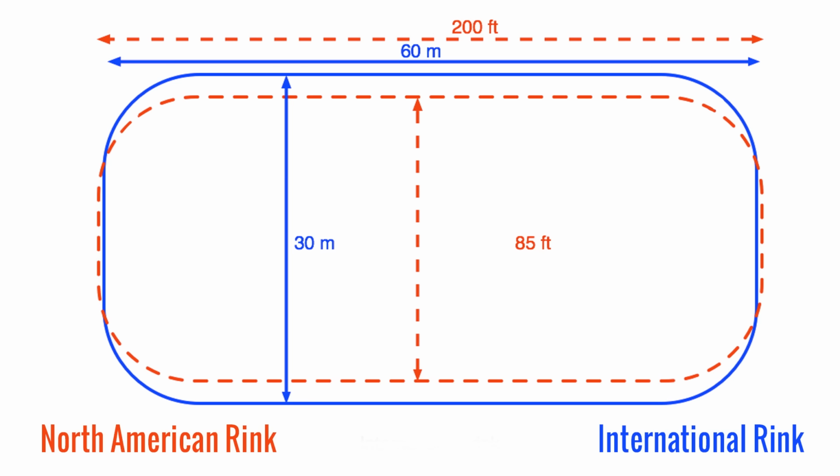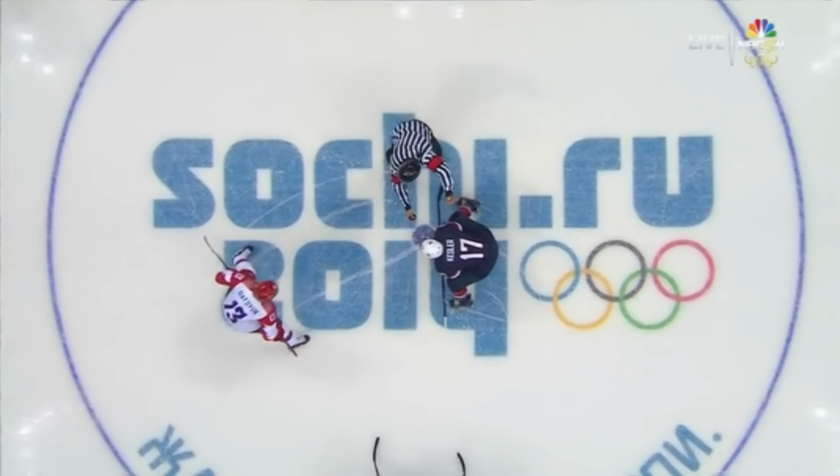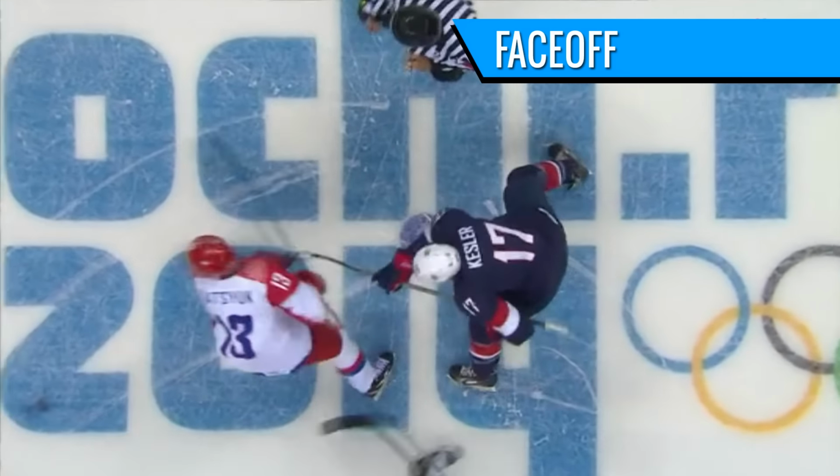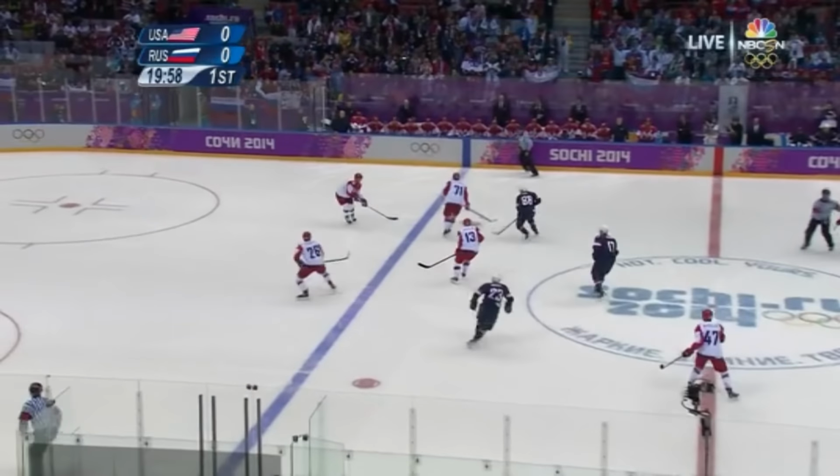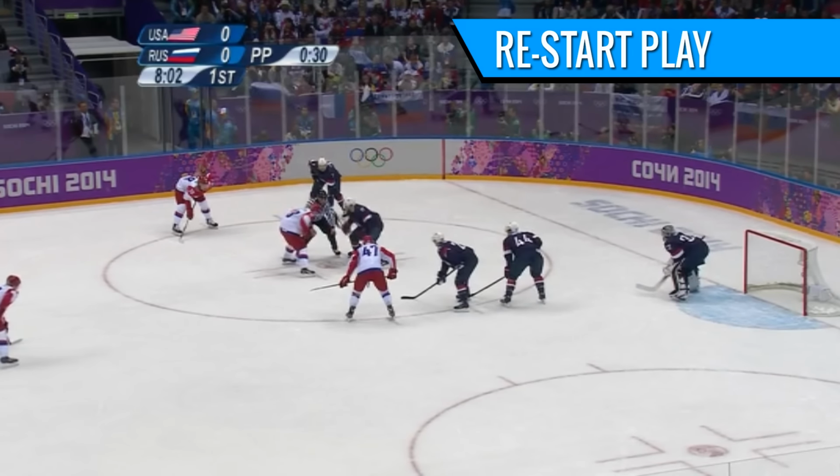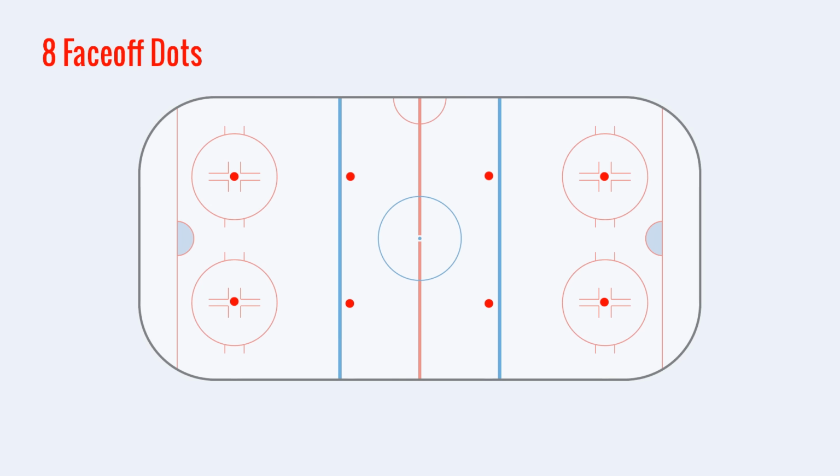The ice surface is 200 feet by 85 feet in North America and 60 meters by 30 meters internationally. The game starts with a face-off, where the puck is dropped between two opposing players at center ice. A face-off is used to restart play and can happen at one of the 8 other face-off dots on the ice. Ice hockey is played with 2 teams of 20, with 6 players on the ice at any one time. They consist of 3 forwards, 2 defenders, and 1 goalie.